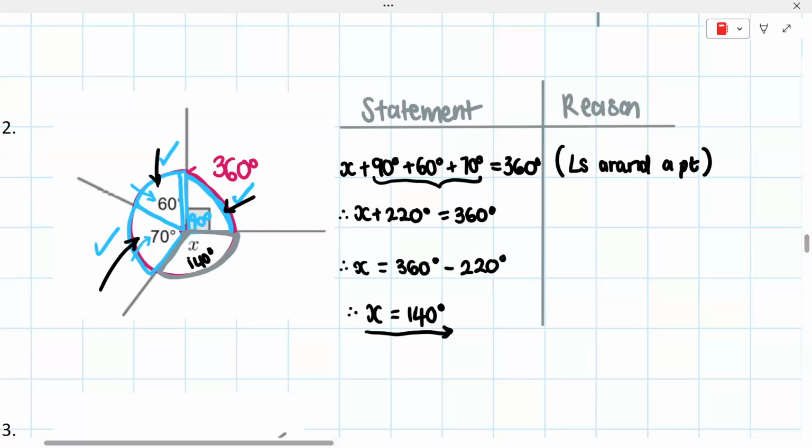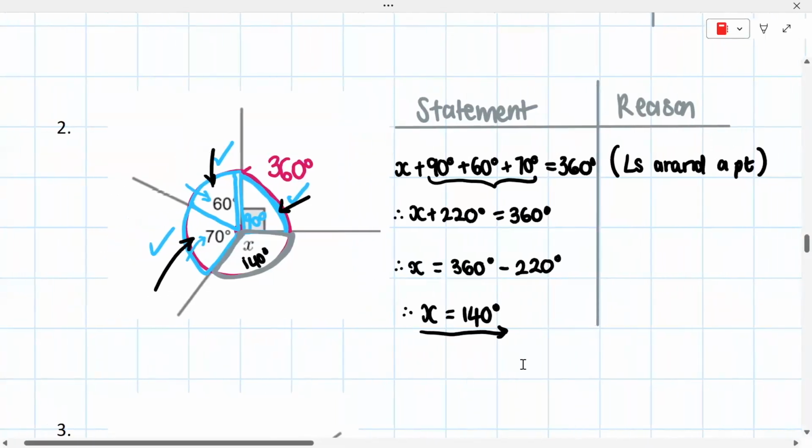And that is the purpose or the goal that we're going to see as we go throughout geometry. You are often going to be asked to determine the size of an angle, whatever that angle may be.